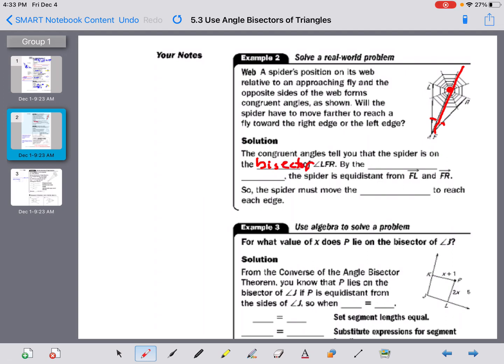And if we know that by the angle bisector theorem, the spider's equal distance from both sides. So it really doesn't matter. He can go the same distance, right, on either side. So he doesn't really matter. So the next time you're a fly or a spider, remember that. Stay on the angle bisector. Then you can go to either side.